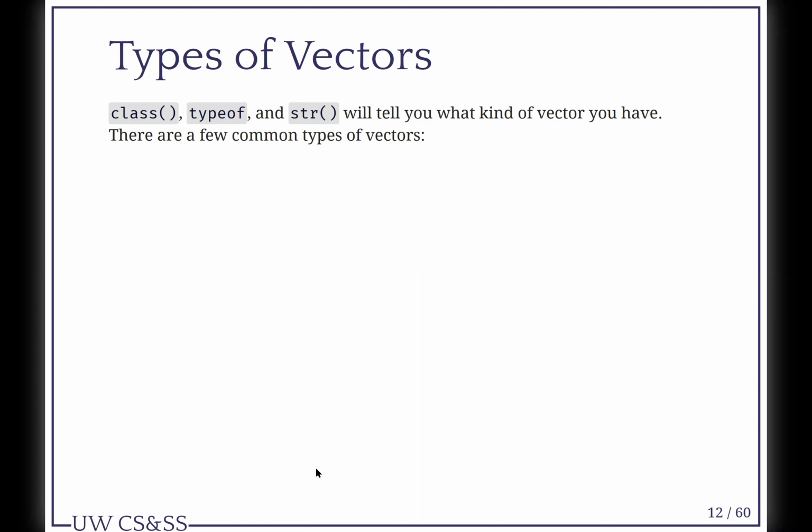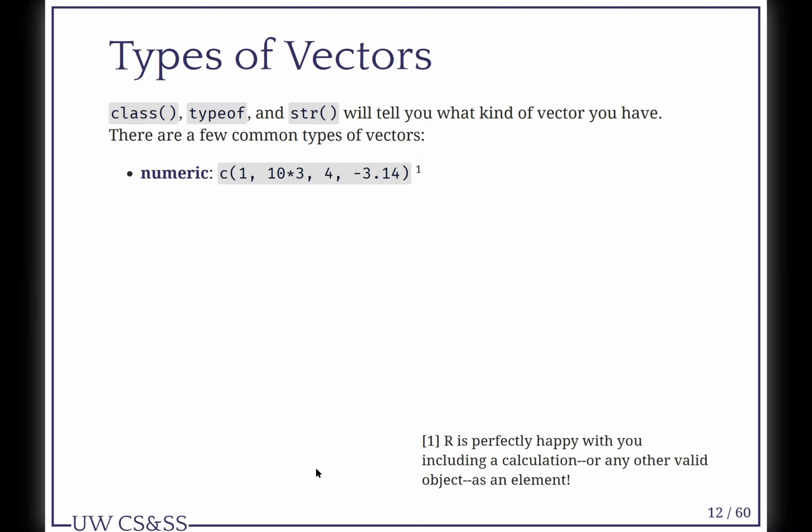So there are quite a few types of vectors. You can check what type of vector you have using the class function, the typeof function, and the structure function. Here are a few types. We have numeric data. Here are just numbers. They can include decimals and fractions. And in fact, you can just put calculations inside. So here we have 1, 10 times 3, 4, and negative 3.14.